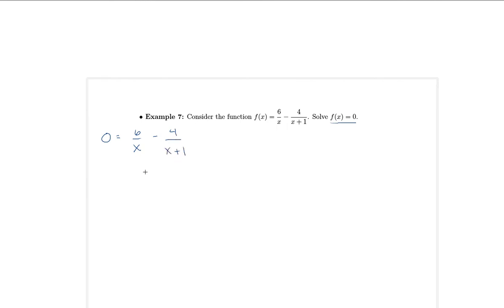Now the first thing we notice when we look at this is that we don't really care for the fact that there's x's in the bottom of the fraction, right? We don't really know how to get x by itself if it's in the bottom. So our first order of business is to get the x's out of the bottom of the fraction. How do we do that? Well, if we multiply by the least common denominator of these two fractions here, then the bottoms would cancel out in each term.